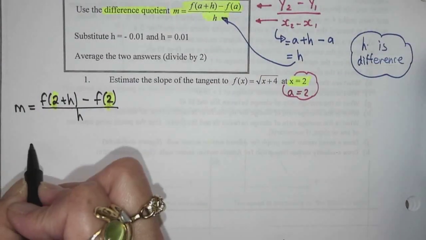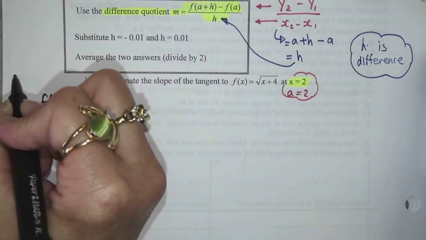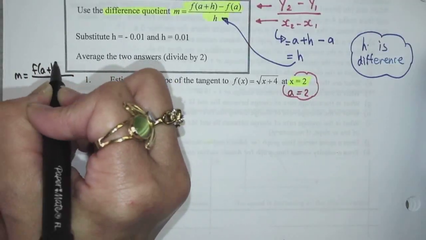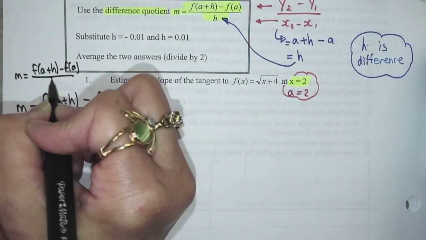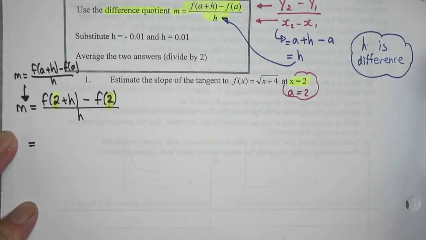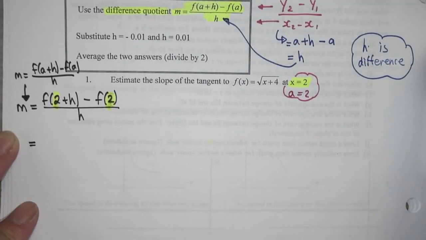Then, okay, you want me to write the formula? I'll write it above. So if you wanted to, you could do f at a plus h minus f at a all over h, or you can skip that and then start here. So it's up to you. Start with this equals that, or just start at this line.